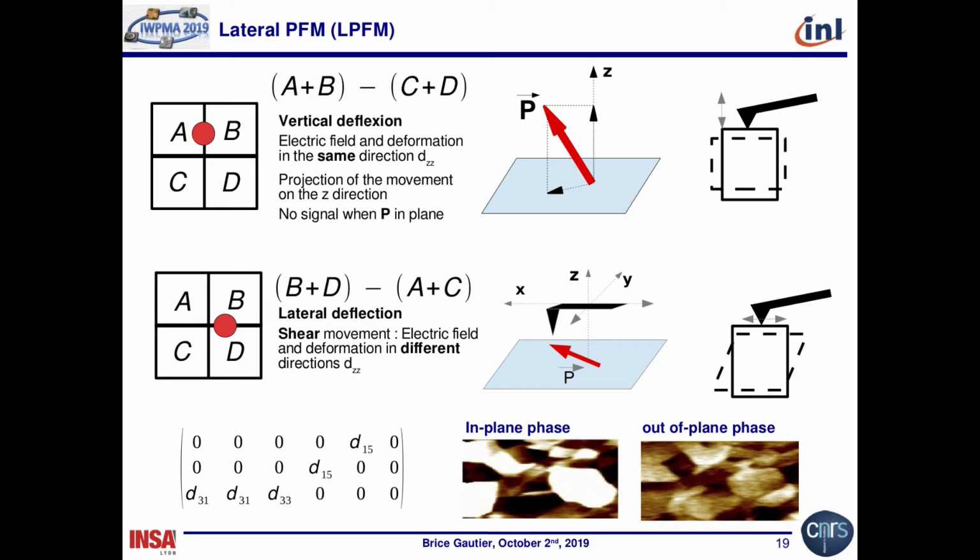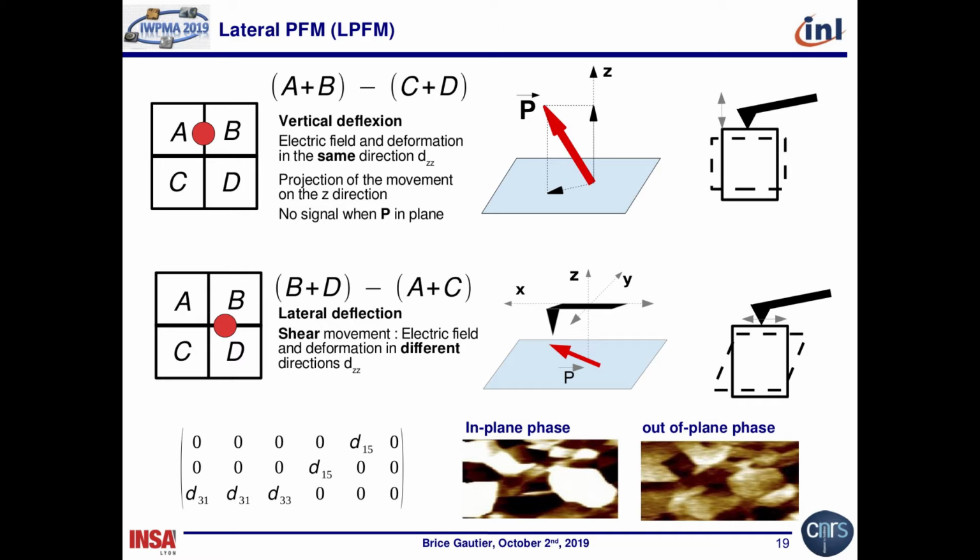And record not the subtraction between the top part of the photodiode and the bottom part of the photodiode, but from the left part of the photodiode and the right part of the photodiode. By doing so, you record the motion of the tip in this direction and not in this direction there. So if you want to understand this motion, you have to refer to the shear motion of the surface.